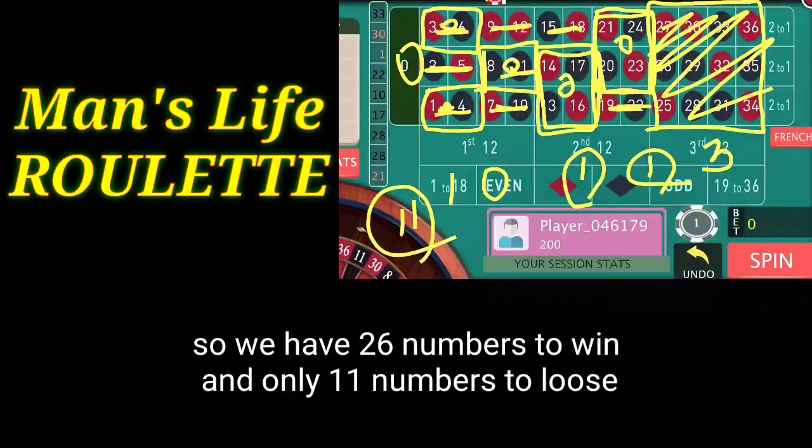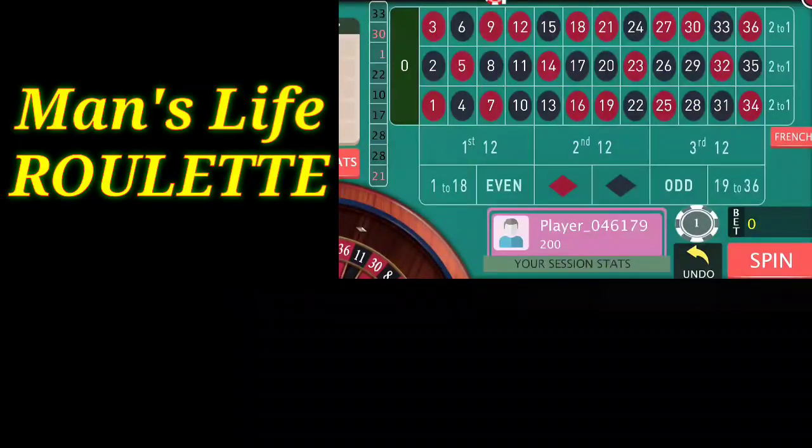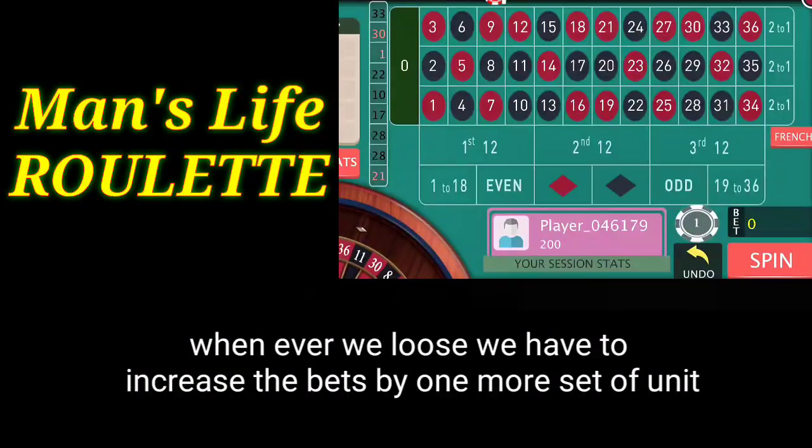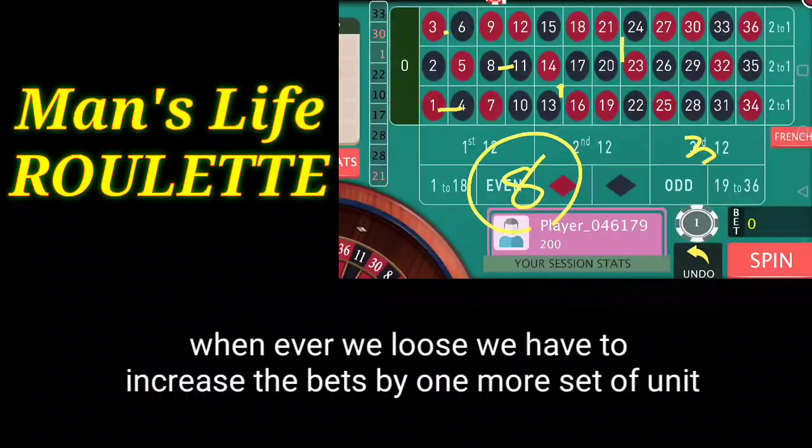So we have 12 numbers here, 8 numbers at this second dozen, and 6 numbers at the first dozen. So 26 numbers to win and only 11 numbers to lose. So whenever we lose, we just increase the bets by 1 more unit. Our unit here is $3, $1, $1 and 1, 1 and 1. Total $8 is our one set of units, and whenever we lose we will just increase one set of units, and we will continue the game until we hit the target.